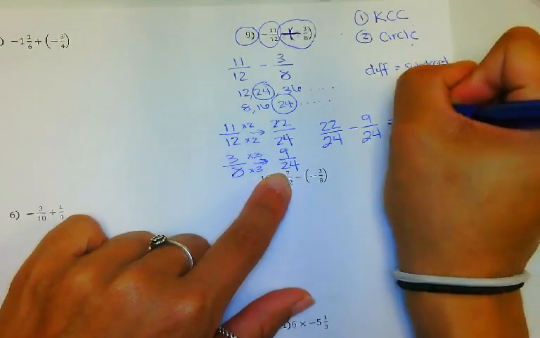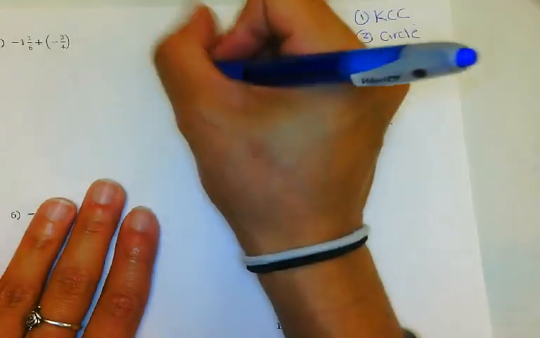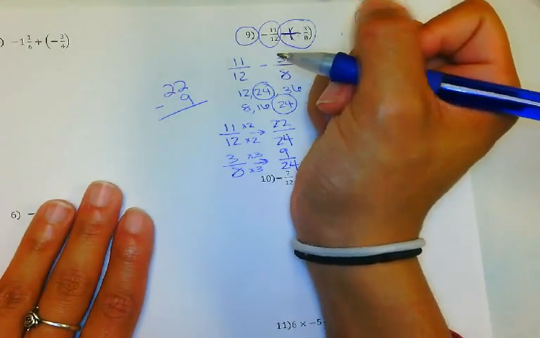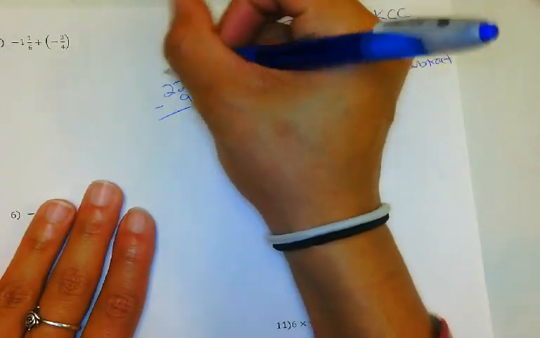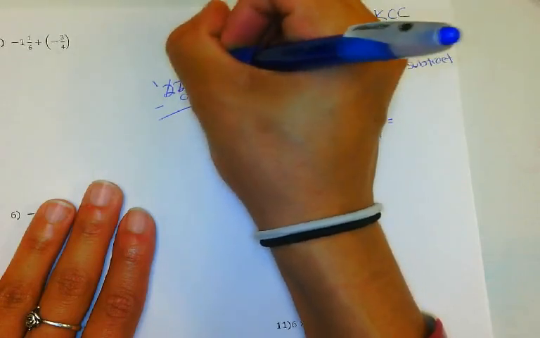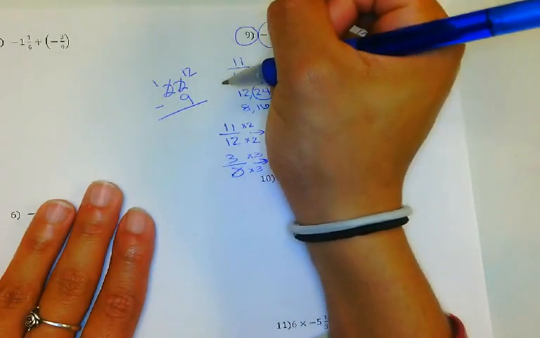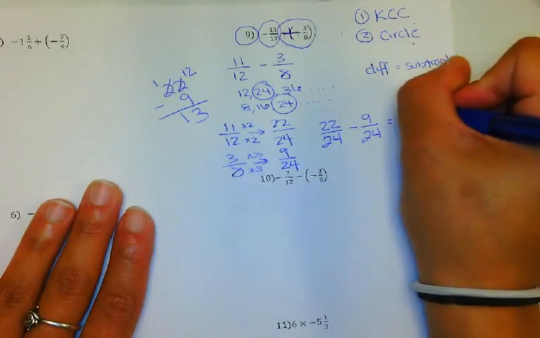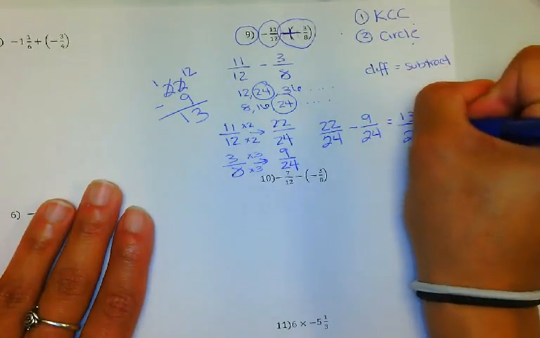So now we subtract. 22 minus 9, come out here. See if you can do the subtraction. Pause the video. Alright, that cannot be subtracted, so this becomes a 1. This becomes a 12. 12 minus 9, see if you can do it. It's 3, and you bring the 1 down. So we get 13 over 24.